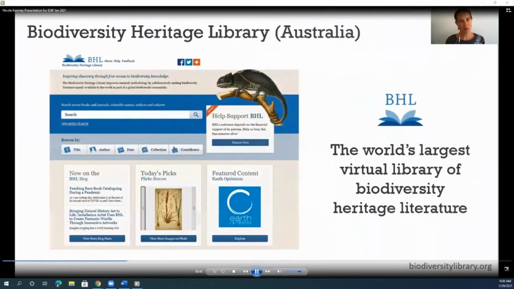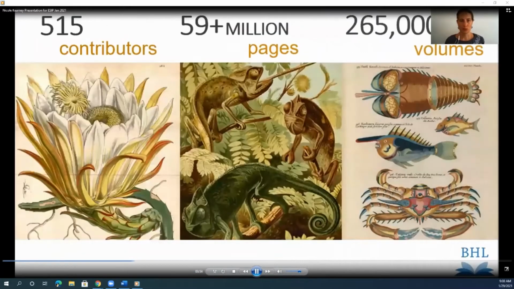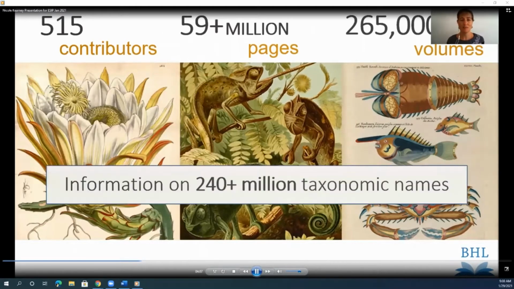And I really care about this on a personal level, but also a professional level, because I manage the Australian branch of the Biodiversity Heritage Library, which is the world's largest virtual library of biodiversity literature. It's a global consortium of over 500 libraries around the world, digitising their biodiversity heritage literature and making it accessible online. Together, these 500 plus libraries have digitised more than 59 million pages, and there's information in those pages on millions and millions and millions of the world's species, and it's all openly accessible.